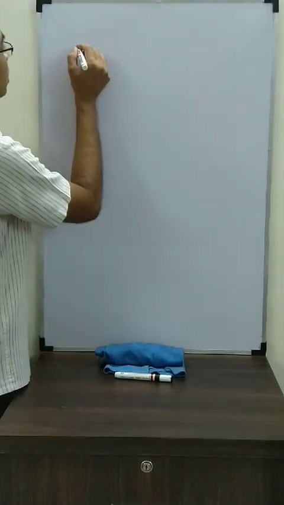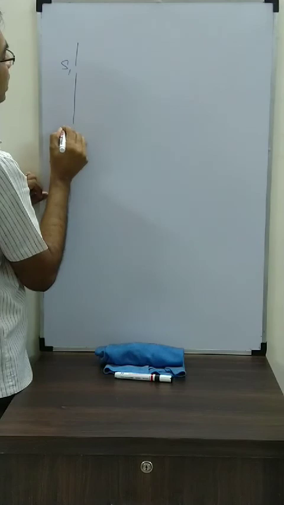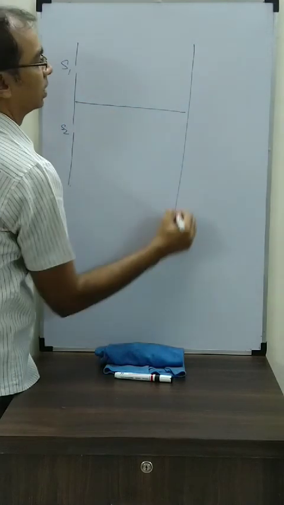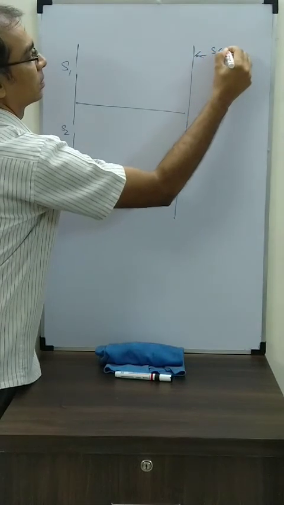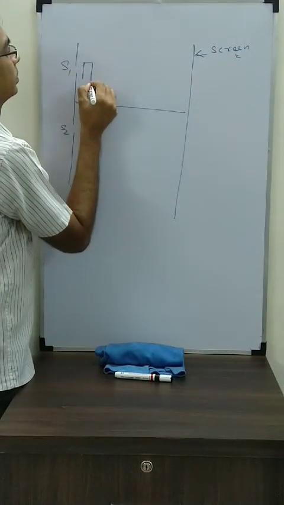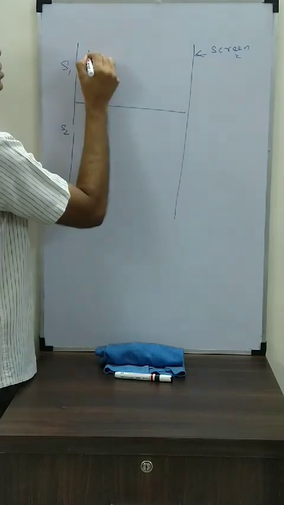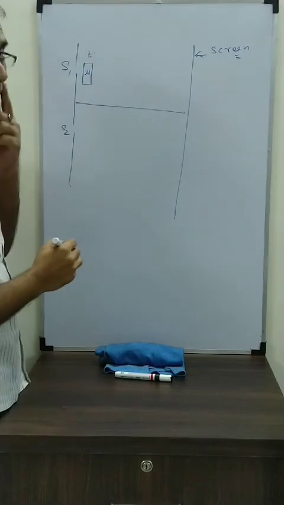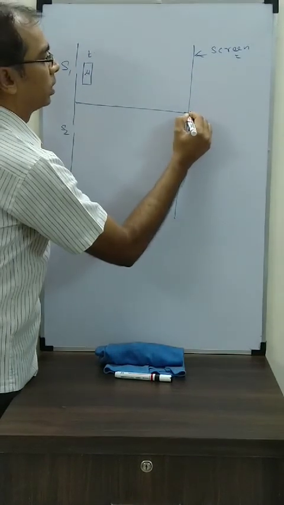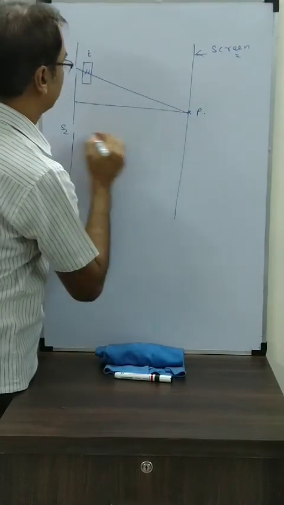What we did in last class is, suppose this is one slit and this is the other slit. Here is the screen, and here we introduce one glass slab. Its coefficient of refractive index is mu and its thickness is t. Because of the introduction of this, at this point we were not getting the central maximum.